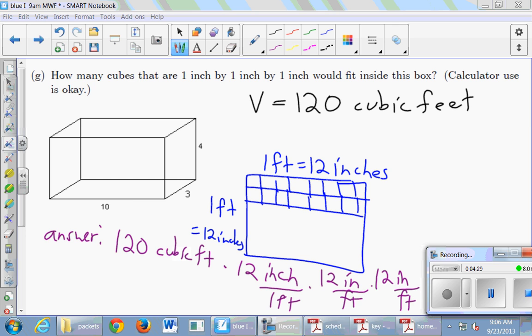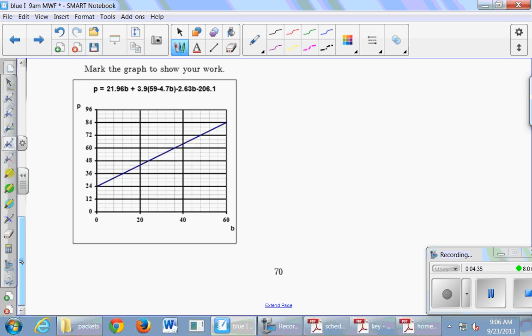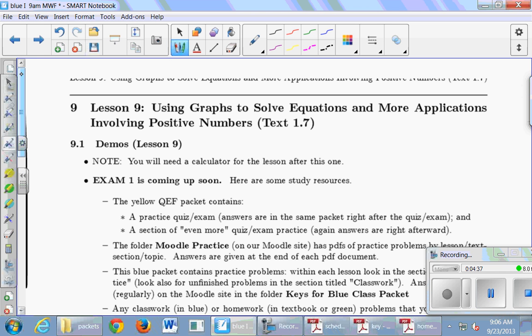Okay, so that's some big number that is in the answer key. All right, so again, we're on page 70. That's where we start today. And now let's see. So a couple of notes.